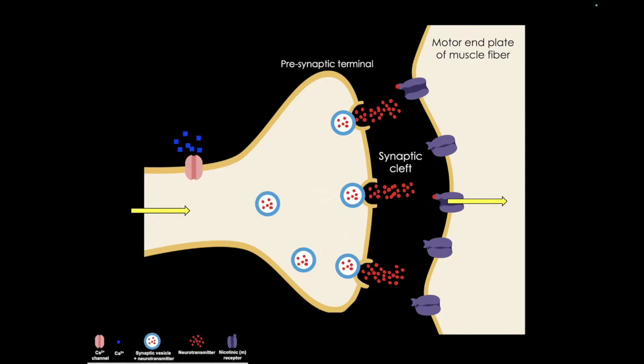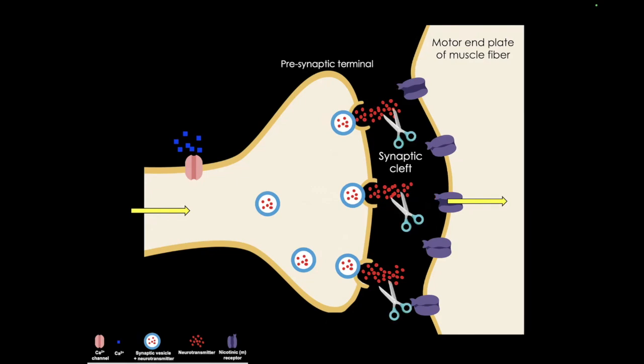Now, importantly, the end plate potential isn't really an action potential itself. It's a graded depolarization of that end plate region, and if it's large enough, it spreads to the surrounding sarcolemma, or muscle plasma membrane, and triggers a full-blown muscle action potential via voltage-gated sodium channels.